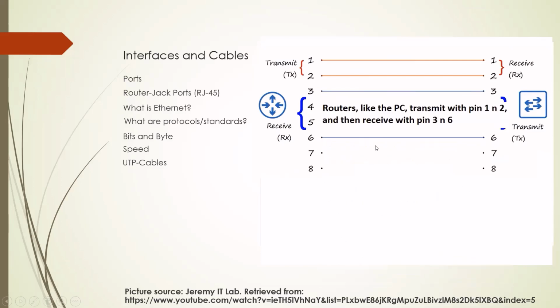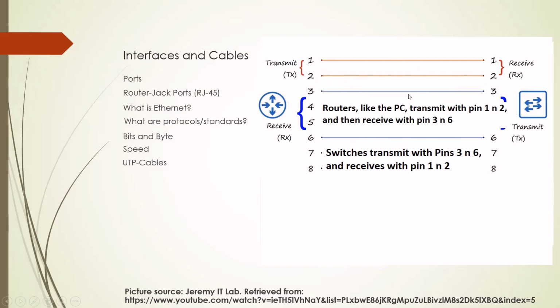Now let's summarize. I said routers and PCs transmit with pin 1 and 2, while they receive with pin 3 and 6. You just take note of that: 1, 2 is for transmit, while 3, 6 is for receive. So we'll refer to this as TX. Now for the switch, we have pin 3 and 6 for transmit, and pin 1 and 2, just a reverse, for receive.